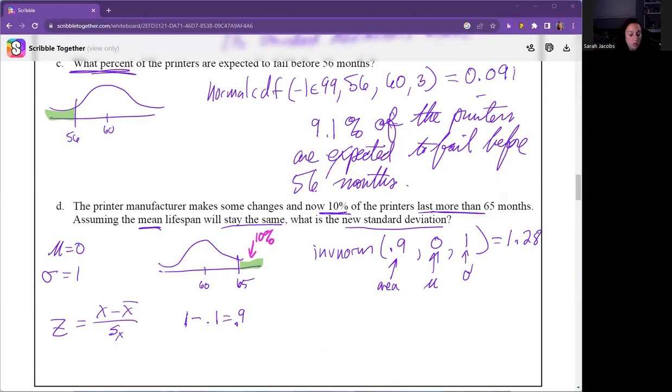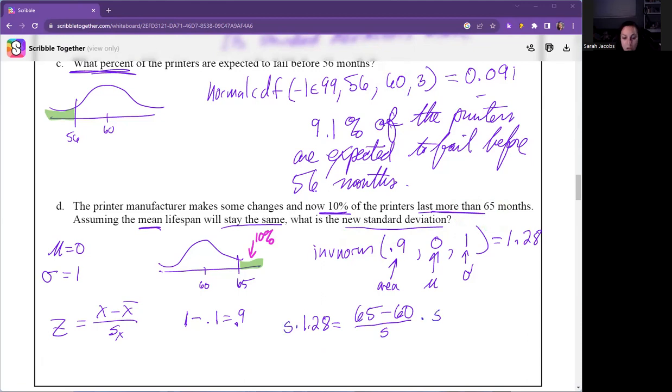Now we can use the z-score formula and algebra to calculate what that standard deviation would have to be. So we'll say 1.28 is equal to our value, 65, minus the mean, which is staying the same, 60 from the previous bits of the question, all over our standard deviation. We don't know what that is, so we'll use a variable. I'm going to multiply both sides by s.